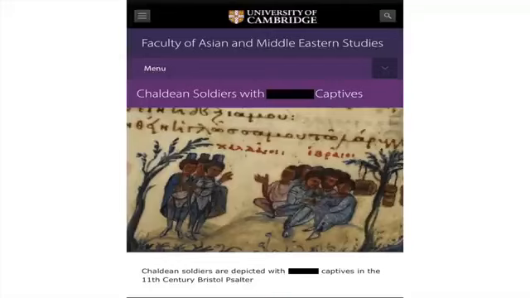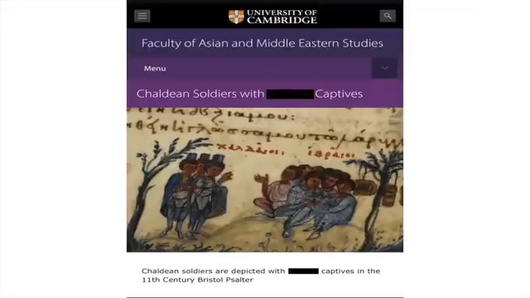So here is actually a depiction of Chaldeans. This is from University of Cambridge, Faculty of Asian and Middle Eastern Studies. And this is Chaldean soldiers with a certain group of captives. I'm not going to reveal who the captives are. I'll touch on who those captives are later. But here are the depictions of Chaldeans.